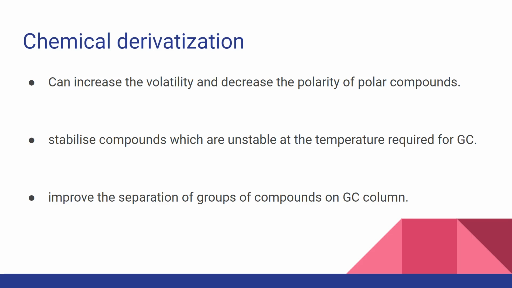Chemical derivatization can increase the volatility and decrease the polarity of polar compounds. It stabilizes compounds which are unstable at the temperature required for GC, and improves the separation of groups of compounds on GC columns.